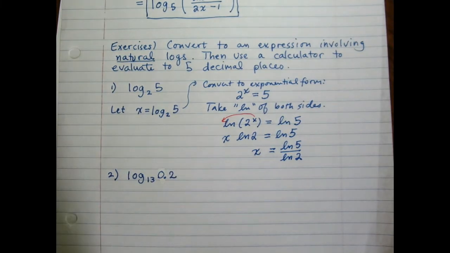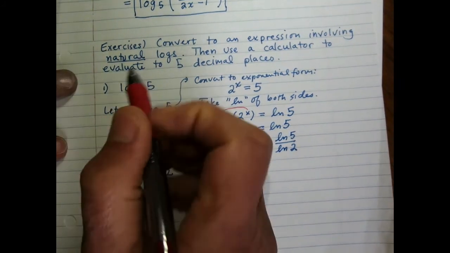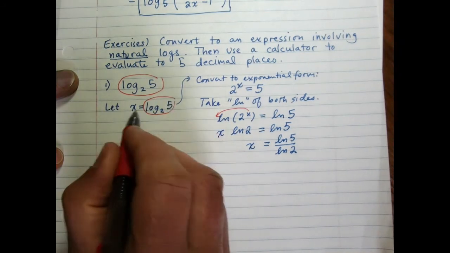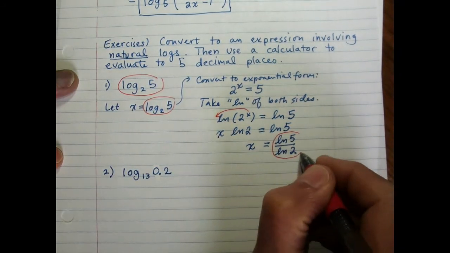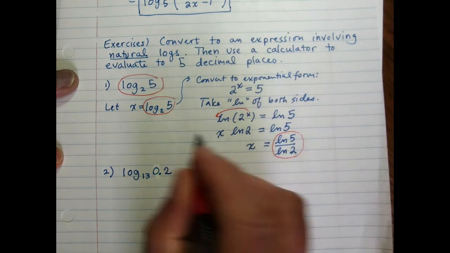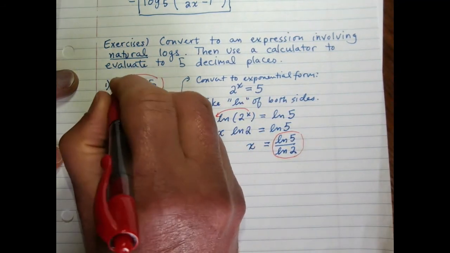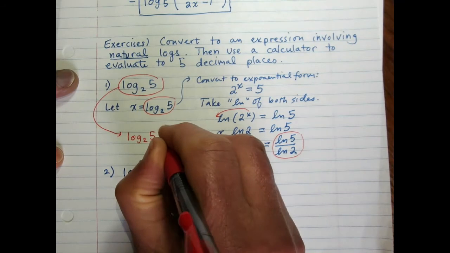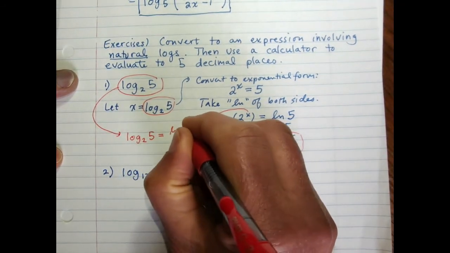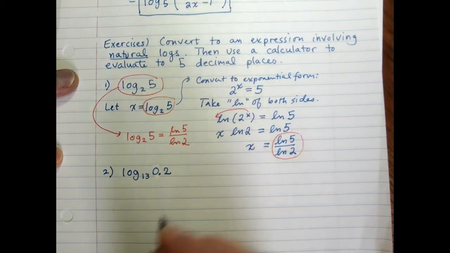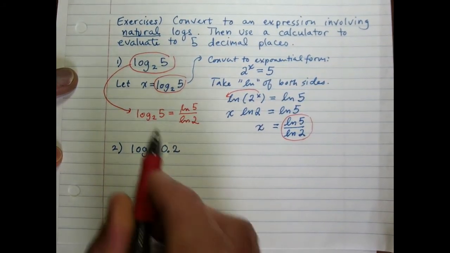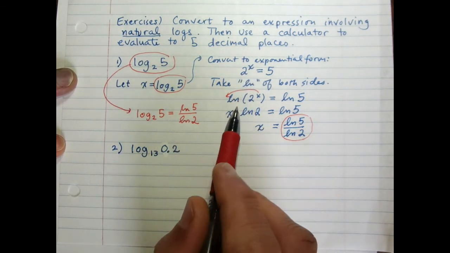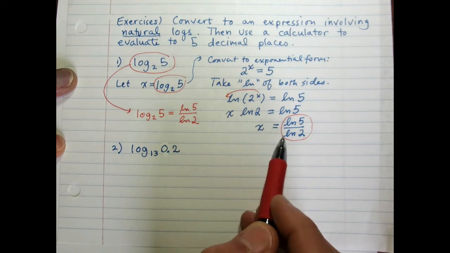So remember, we wanted this guy to begin with. We set it equal to x. So this ln 5 over ln 2 is actually equal to log base 2 of 5. Just in the chain of things here, log base 2 of 5 is equal to ln of 5 over ln of 2. That's what we've figured out. We introduced that variable x to allow us to convert to exponential form. Then we took ln of both sides and solved for x.